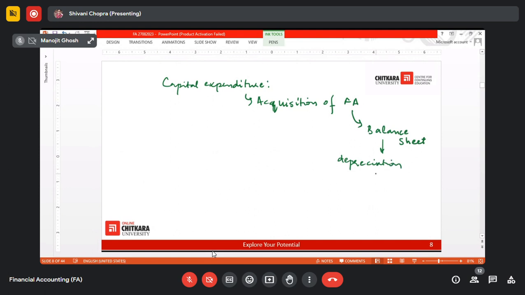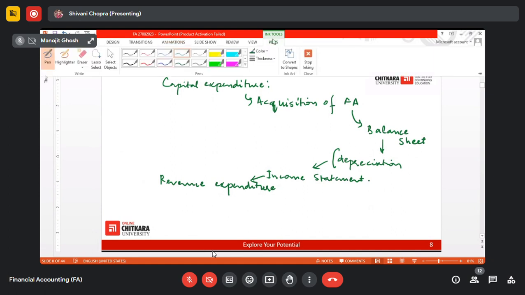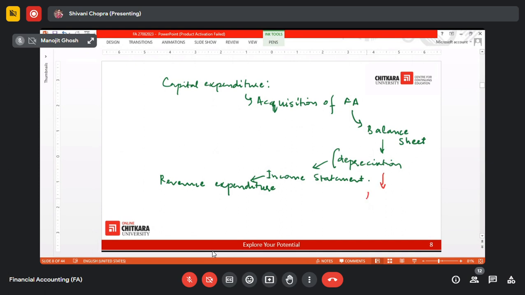Depreciation is charged each year. And where do we place this depreciation? We place this depreciation in the income statement. So once this depreciation moves to the income statement, what is this depreciation? This depreciation is revenue expenditure. And what is the net result or effect of this depreciation? It leads to reduction in the value of the fixed asset.